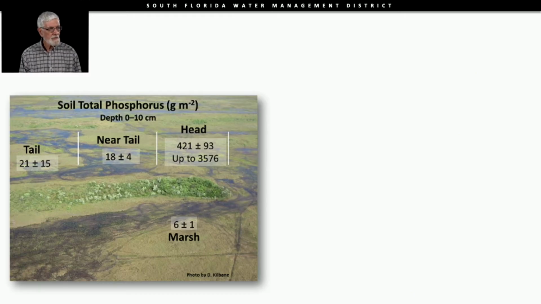And speaking of tree islands and phosphorus, this is showing us that the head of a tree island can be 2 orders or maybe 3 orders of magnitude greater total phosphorus in the soil than the surrounding marsh soil. We see that there's a gradient downstream to the tail of phosphorus. And if there is no phosphorus input from the canals to tree islands like this in the middle of the Everglades, the question becomes, how in the world do you get such high phosphorus concentrations?